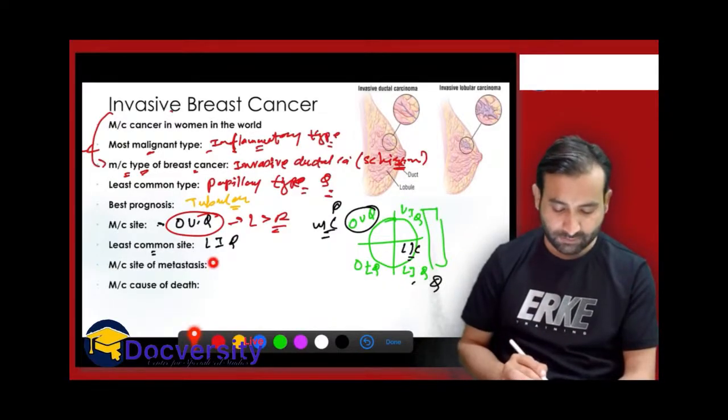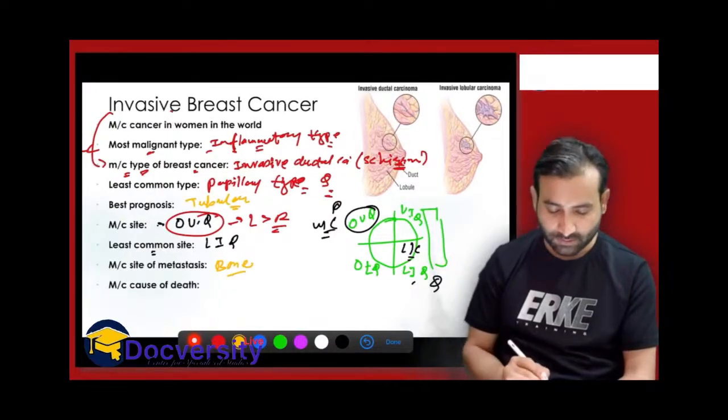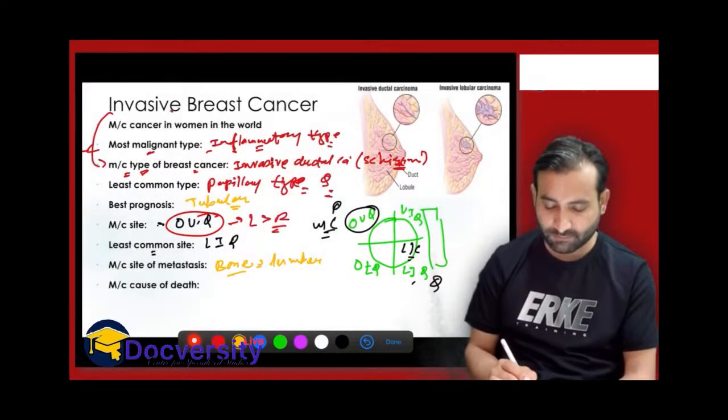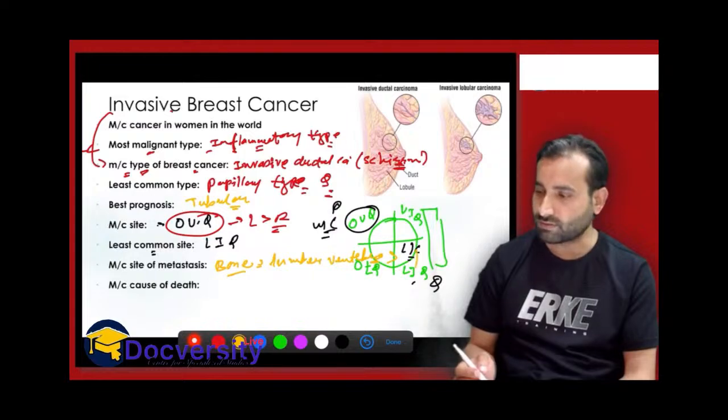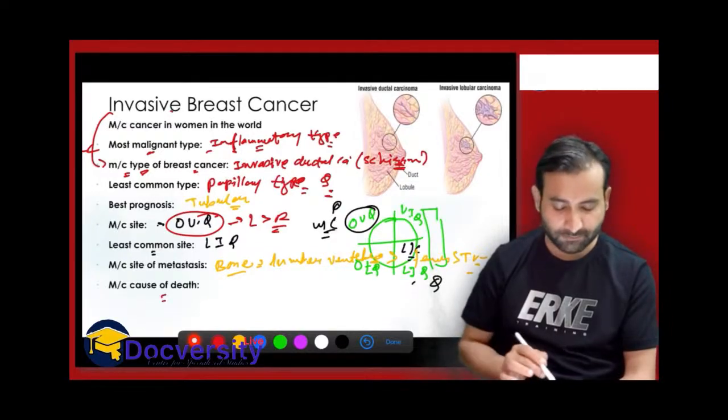And the most common site of metastasis of breast cancer is the bone, right? And in the bone, you have to understand it goes to the lumbar vertebra. Which vertebra? Lumbar vertebra, right? So this is the most common bone for metastasis. And then it may go to the femur, and then it may go to the thoracic vertebra.